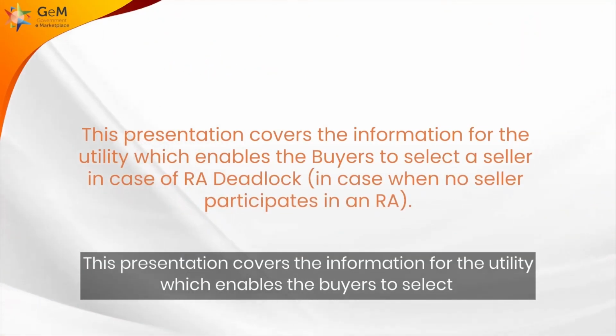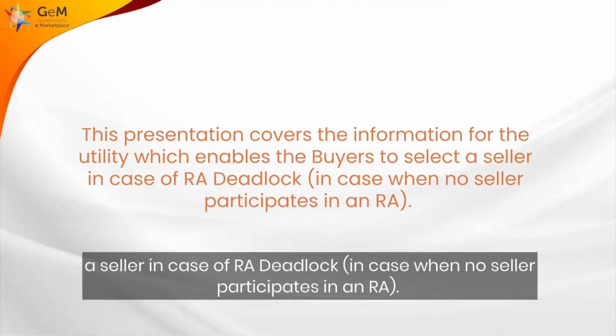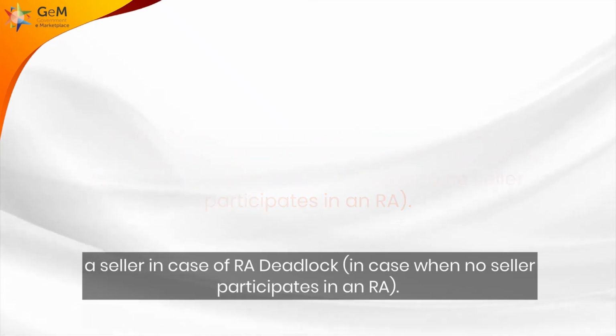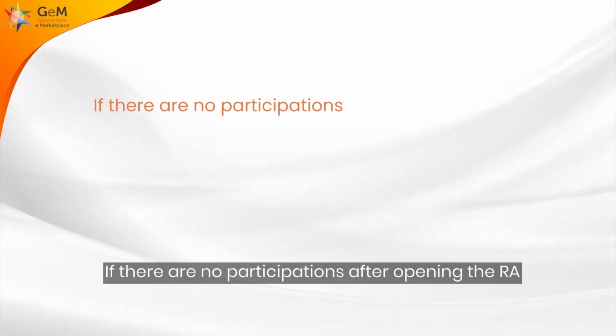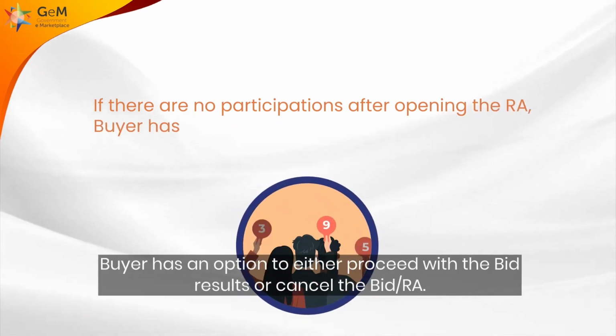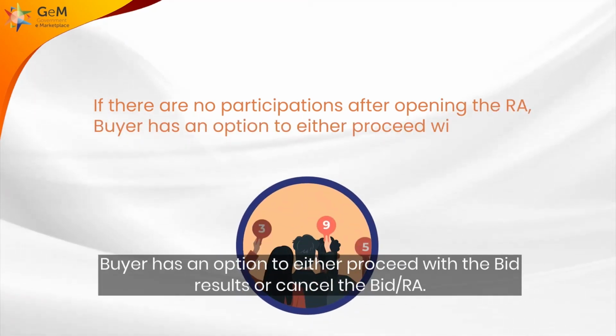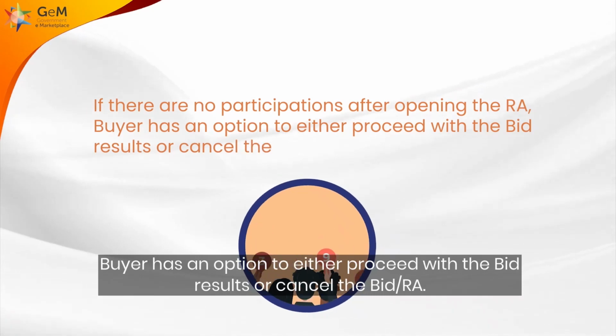This presentation covers the information for the utility, which enables the buyers to select a seller in case of RA deadlock, in case when no seller participates in an RA. If there are no participations after opening the RA, buyer has an option to either proceed with the bid results or cancel the bid RA.